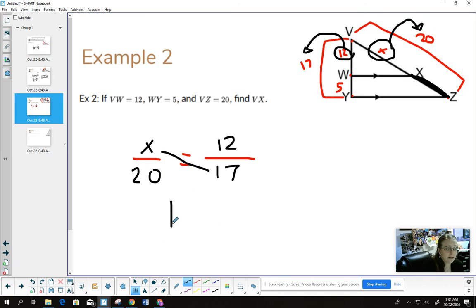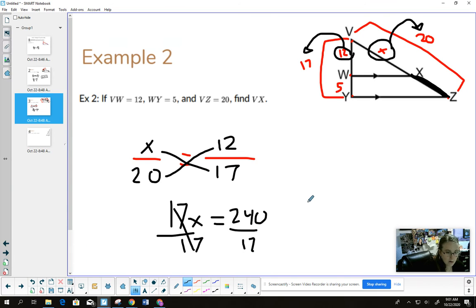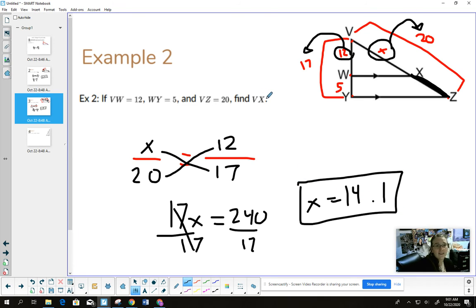Okay, so cross multiplying, we get 17x equals 20 times 12. So 20 times 12, we should get 240. And divide that 17 away. We get x equals 240 divided by 17. Whoops. Again, we're going to be getting a lot of decimals here. This comes out to be 14.1. And again, that is Vx, I guess I should say, but we already called x Vx, so that's fine.